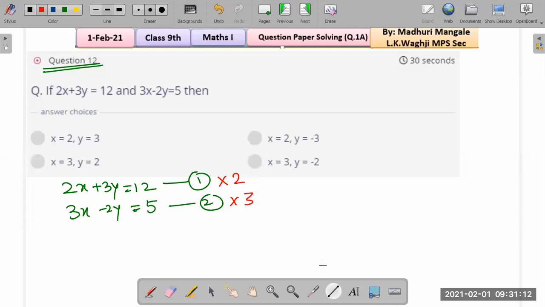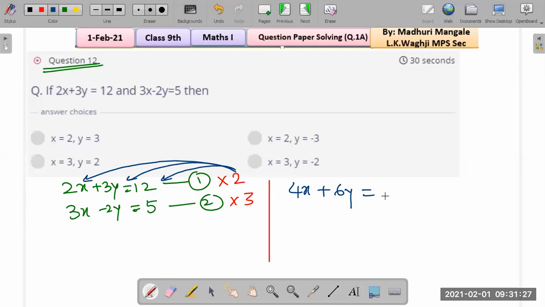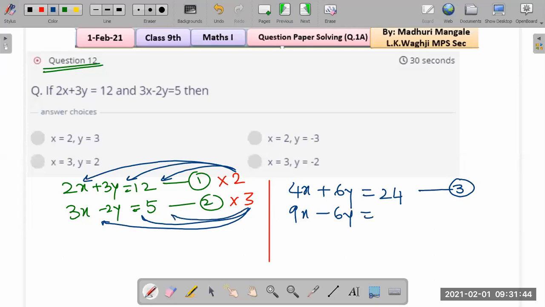What will happen when we multiply the first equation by 2? We get 2x into 2, that is 4x, plus 2 into 3y, that is 6y, equals 2 into 12, that is 24. Sorry, this is equation 3. Then multiplying equation 2 by 3: 3 times 3 is 9x, 3 times 2 is minus 6y, equals 3 times 5, that is 15. This is equation 4. Now you see the y terms are the same with opposite signs. What should be done? You need to add.